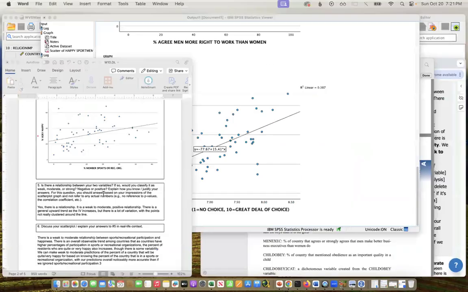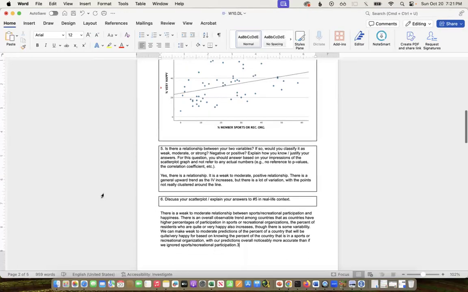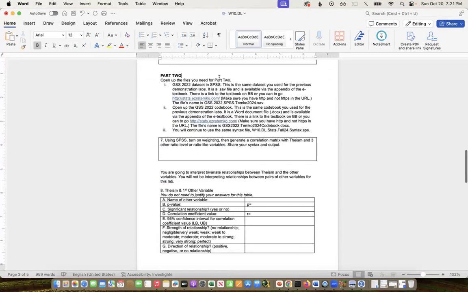Okay, let's move to part two. For part two, we're going to go back to the general social survey dataset and codebook, and we're going to continue to use the same syntax file. Okay, so I opened those up, and it says turn on weighting and then generate a correlation matrix with theism and 3 other ratio level or ratio-like variables. So we want to use ratio-like variables.